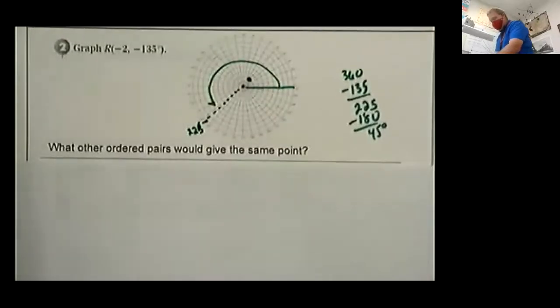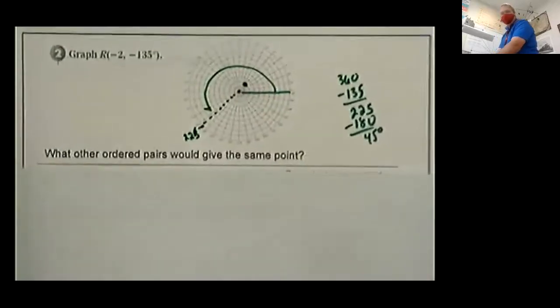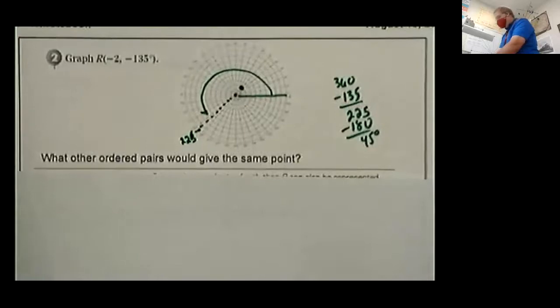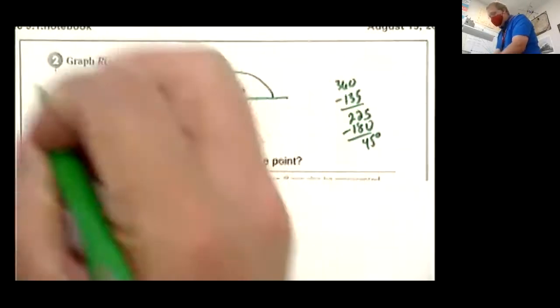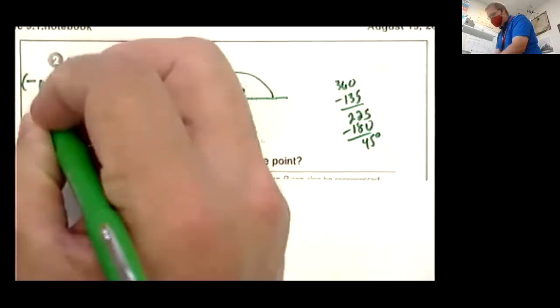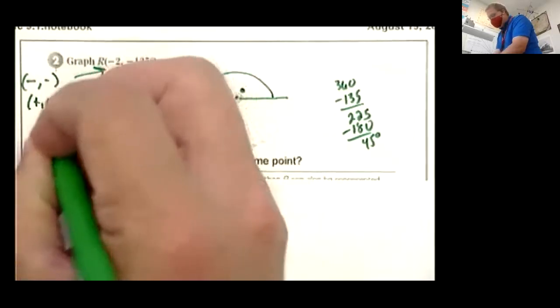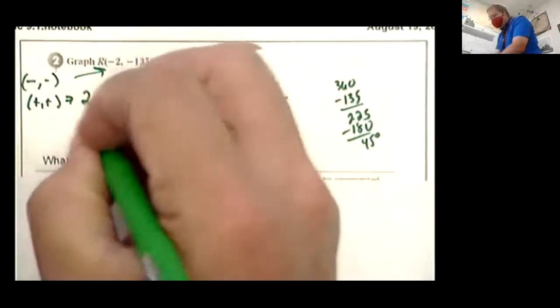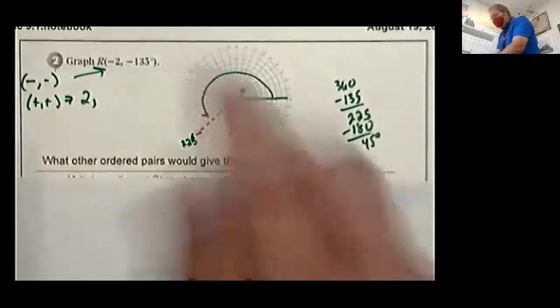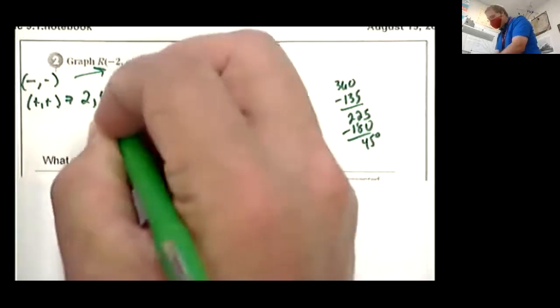What other ordered pairs would give the same point? It turns out for any ordered pair in a polar graph, there are others as well. This was the negative version, which was this one. We have a positive version. What would that be? Well, that's a +2. And then what's that angle? Well, that angle was 45 degrees.